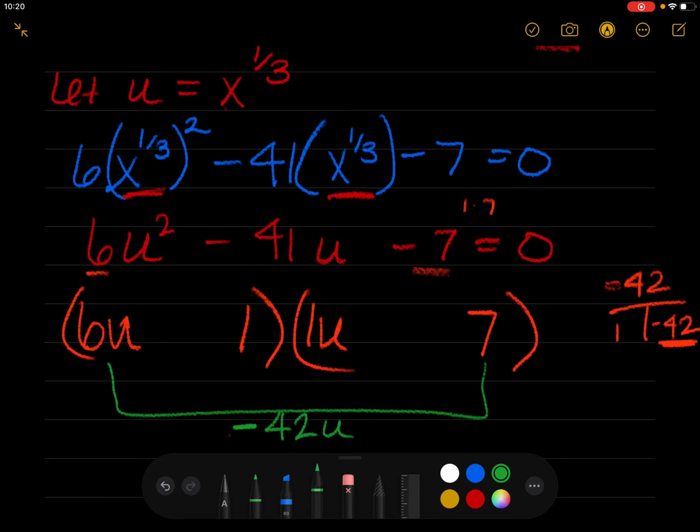I know I want that to be negative, right? So I'm going to put that sign here on the 7 because that's driving this. The 6 is positive. And then for my second, my inside, I'm going to do 1 and 1. Gives me my 1u as well. And we know we want that to be positive. We already said that over here. So I'm going to put a plus.